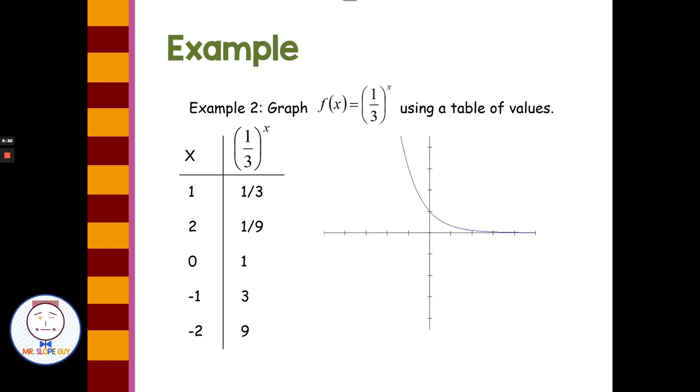Then we go to fit that on our graph, and we can see at 0, 1. At 2, we're way down, close to 1/9. At 1, we were at 1/3. At negative 1, we're up here at 3. And negative 2, we are way off our graph. So you can see how quickly these grow or decay. And if I look at this from left to right, it's getting smaller and smaller and smaller. So this is a graph of exponential decay.